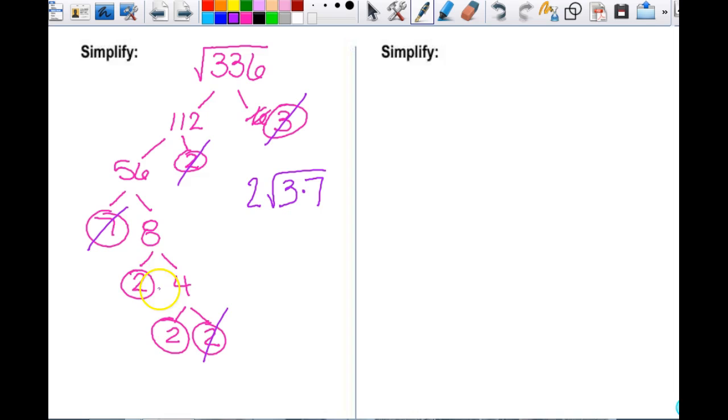And then does this 2 have another 2 to go with? Yes. So that comes out as a 2 also, and everything gets multiplied. So what I end up with then is 4 times the square root of 21.